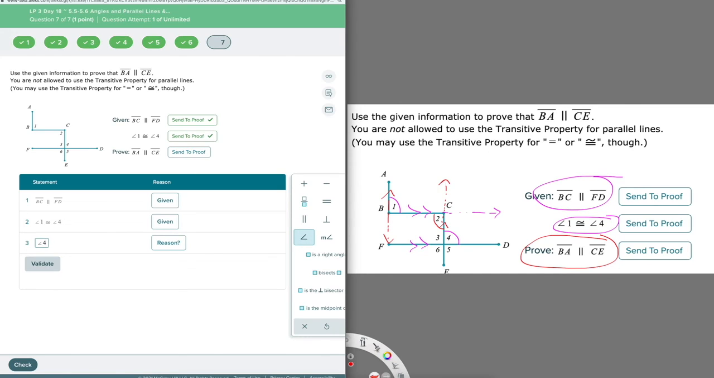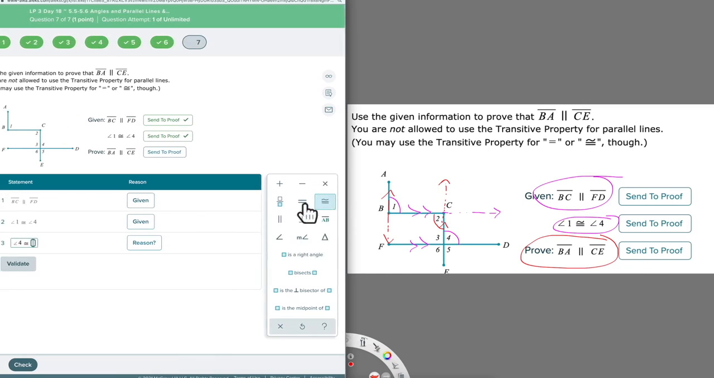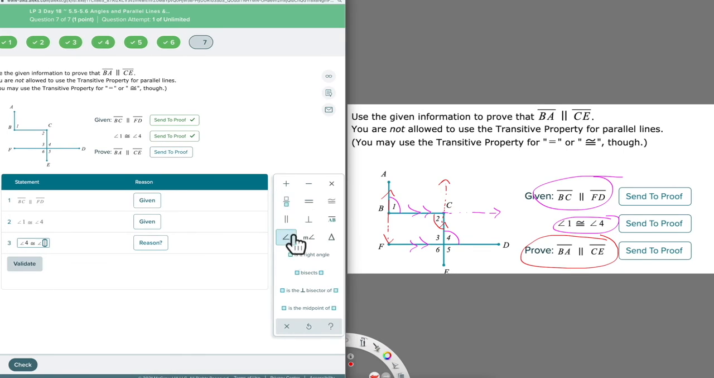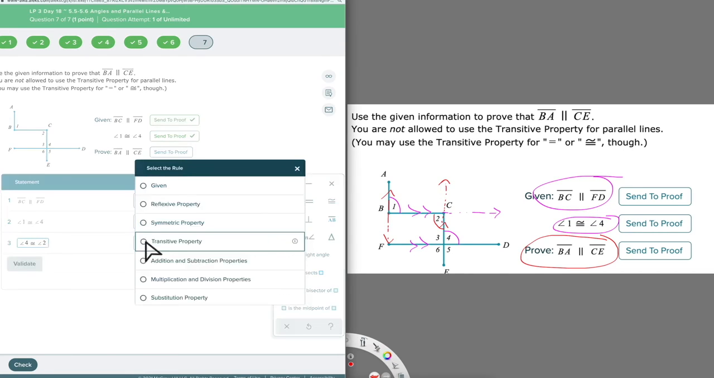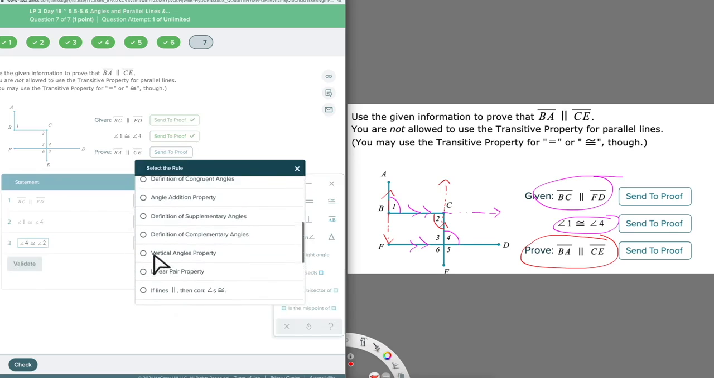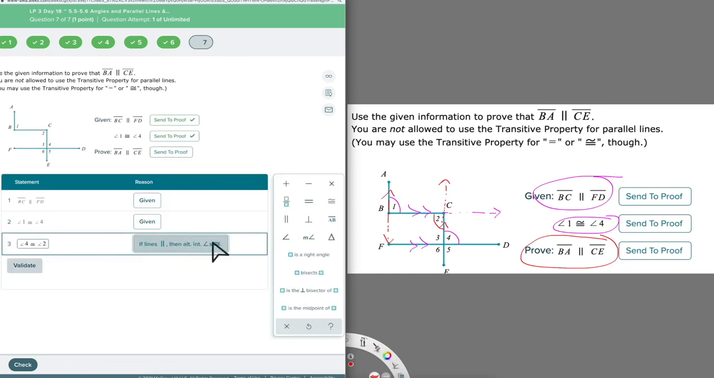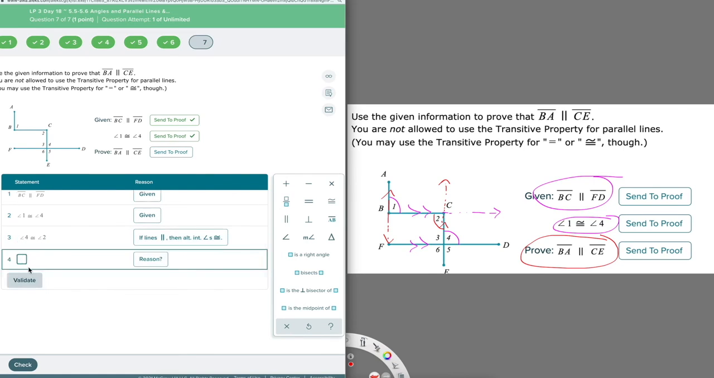is congruent, and we don't want to say equal because we're talking about the angle in general, not the actual angle measure. So just be careful with that. It's the difference between the two pieces. So angle 4 is going to be congruent to angle 2, and my reason there is alternate interior angles. If lines are parallel, alternate interior angles are congruent. So I have to choose that statement. Perfect, it'll let me do that.